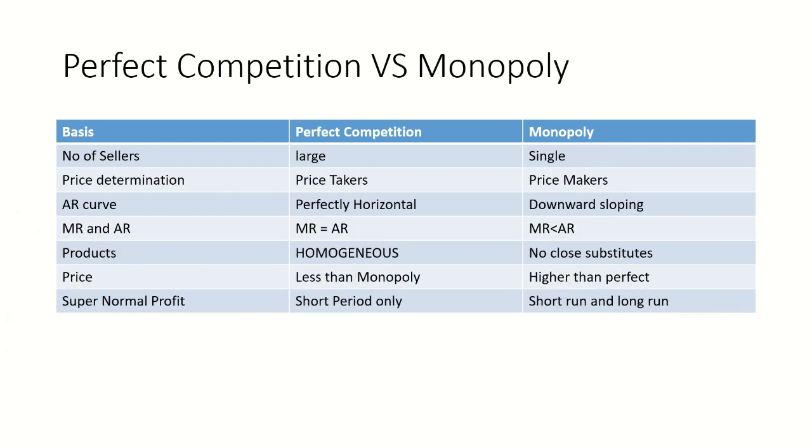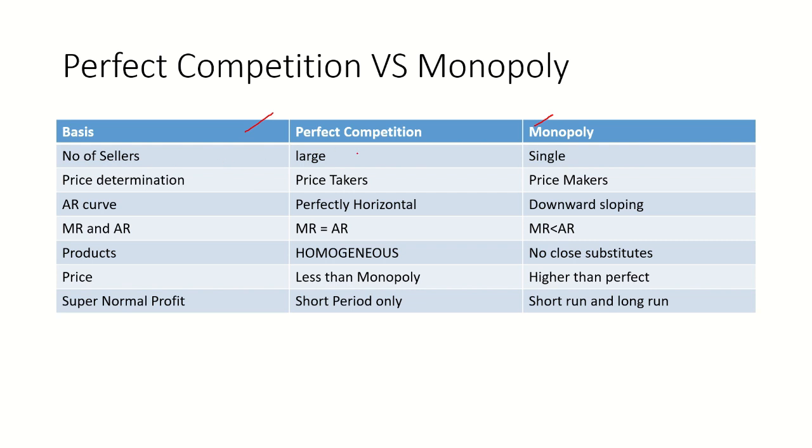Now we are just comparing the perfect competition and a monopoly. We already studied what the perfect competition is, and also we studied about the monopoly. So to find out the difference, I just made a table with 3 columns. The first column is basis, second column is perfect competition, and third column is monopoly. Okay, first is the basis. The basis of difference is number of sellers.